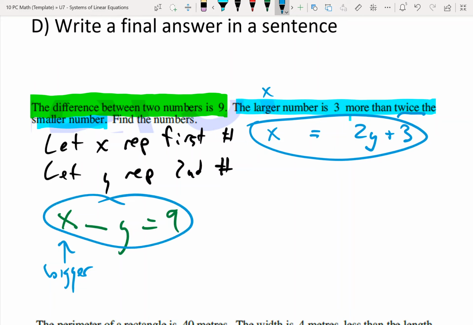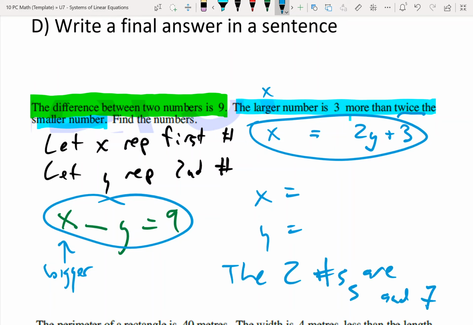So now you'll notice we have two equations. You could use Desmos or substitution or whatever to find the answer. I'm not going to do it for time, but you could find the answer, and we would basically say x equals whatever, y equals whatever. You need to say the two numbers are, I don't know, 5 and 7. Whatever they are. That's it. This is the hard part, writing the equations.